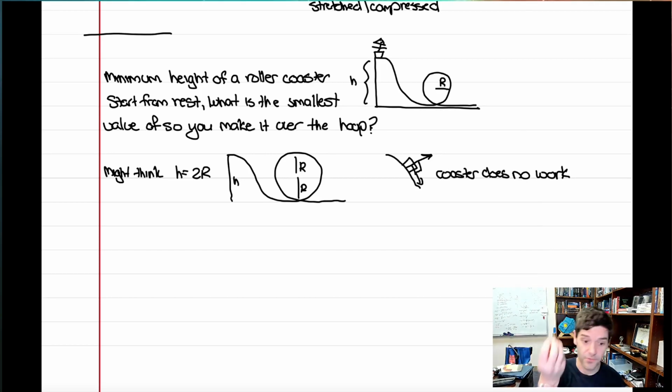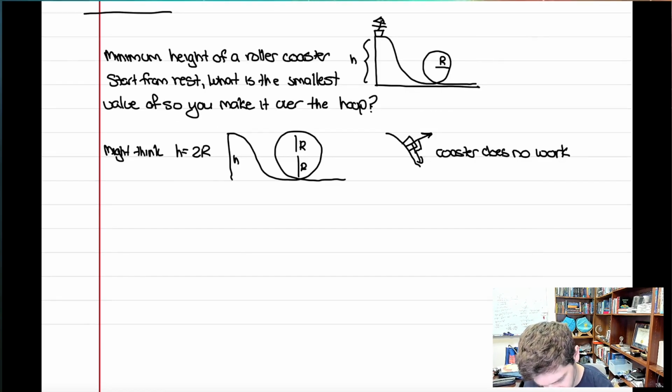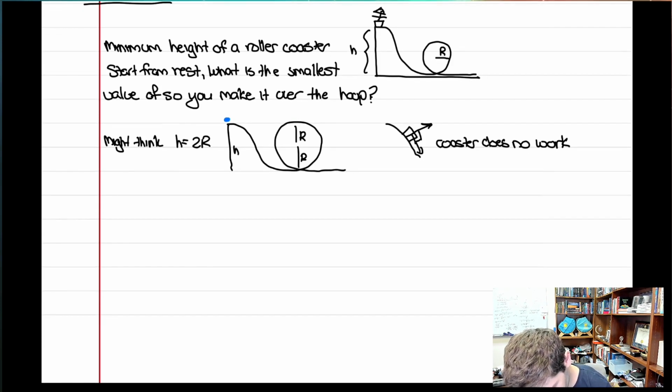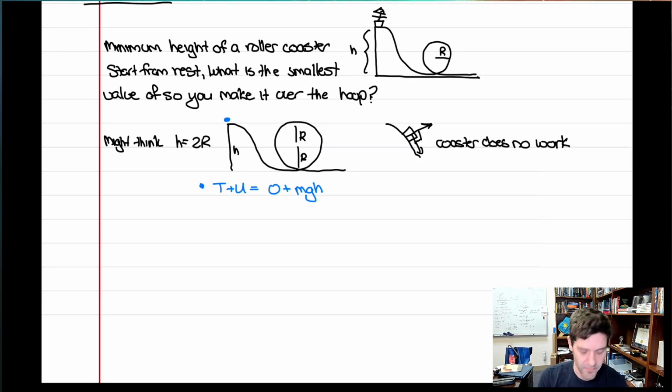But there's still gravity acting on the person. Gravity is a conservative force, however. Seems like there's only conservative forces doing work on the roller coaster, so you might expect that I can apply energy conservation. And with energy conservation, at your starting point, the total energy, T plus U, looks like it's just going to be 0 plus mgh.